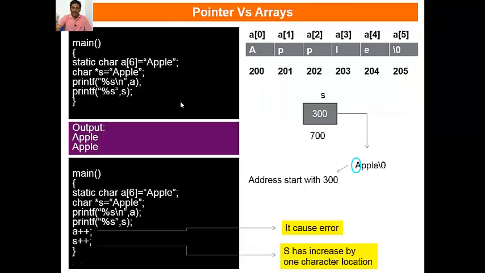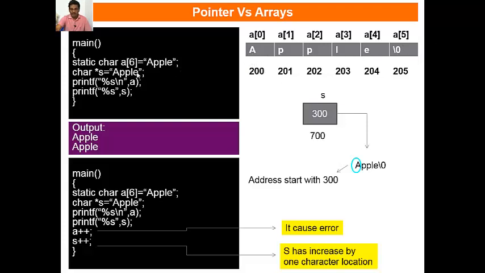Pointers and arrays. Sometimes pointers and arrays seem similar, but they are not. In some cases they may be similar, but there are some differences. What are the differences? Just through this example, we come to the conclusion. Static character a of 6 equal to apple, so it is a character array a of 6.